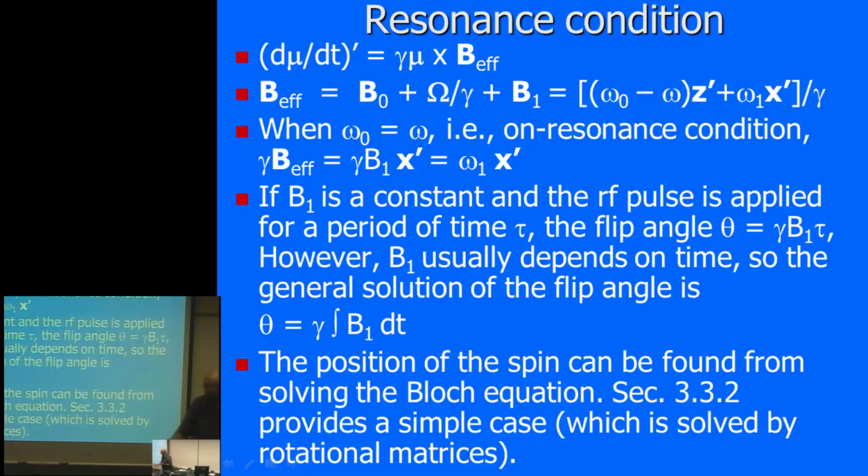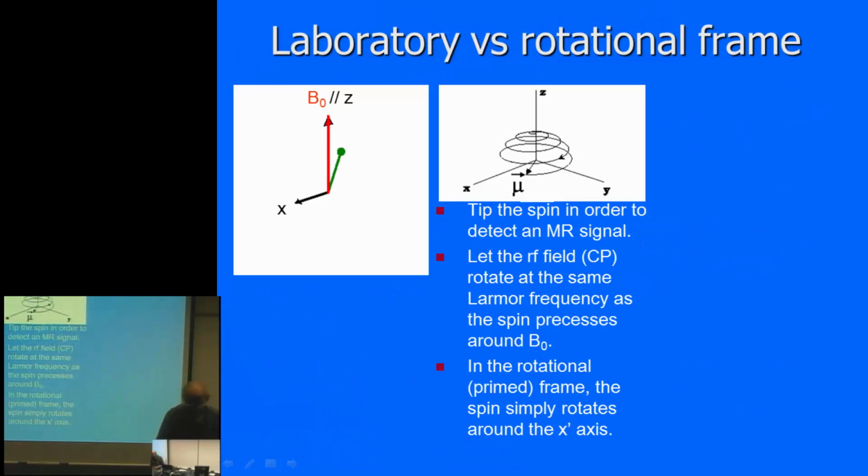If you look at section 3.3.2, the Bloch equation tells you the position of the spins in the rotating frame. Now in the laboratory frame, of course, the spin motion is going to be more complicated. I think this animation shows you that. This is in the laboratory frame, and you can see the trajectory looks so complicated.